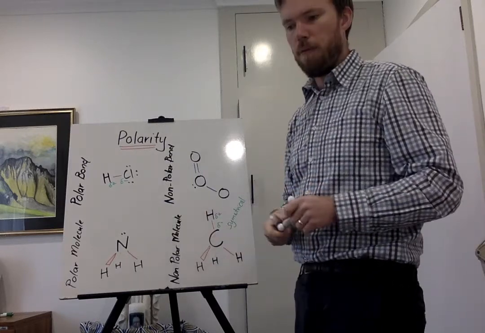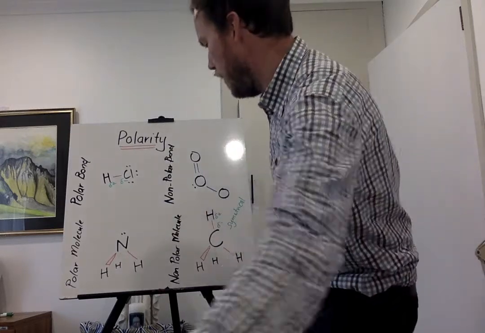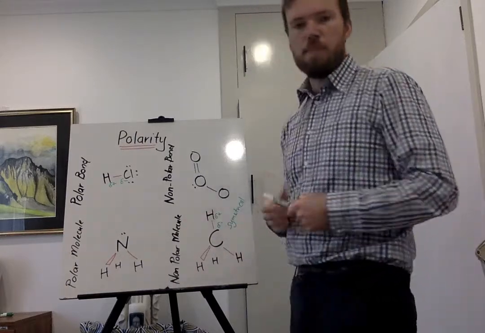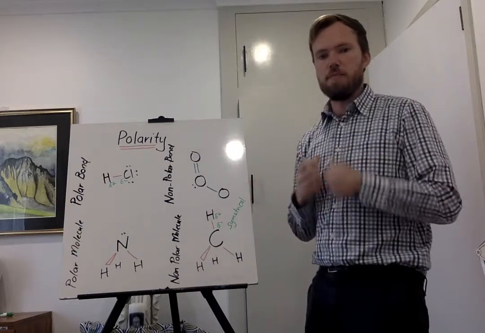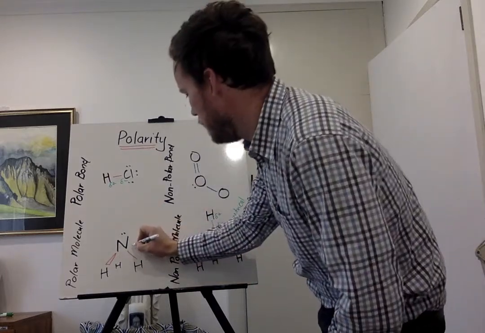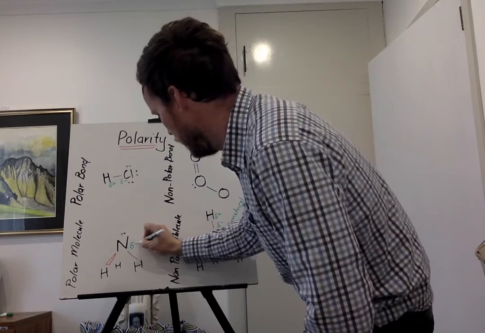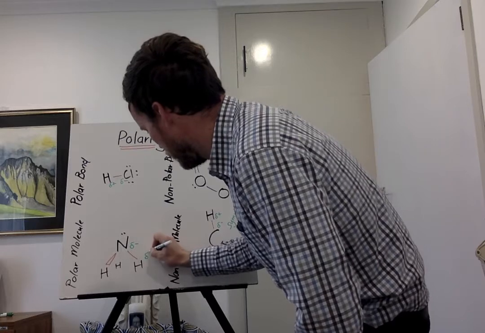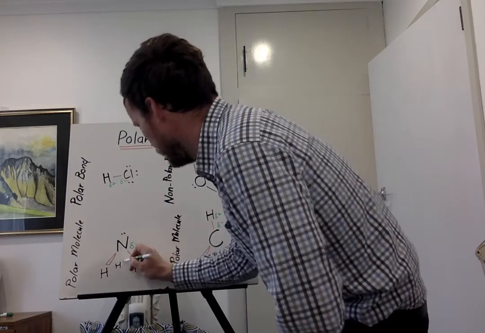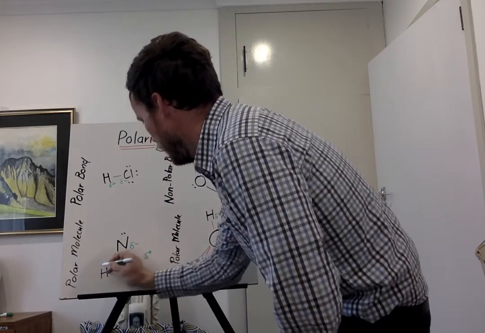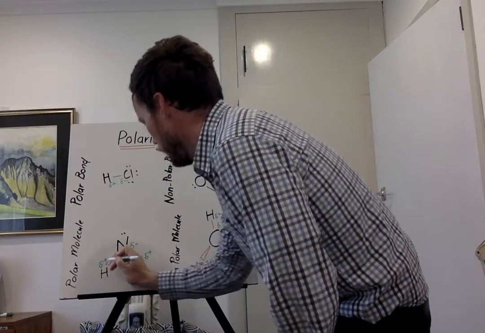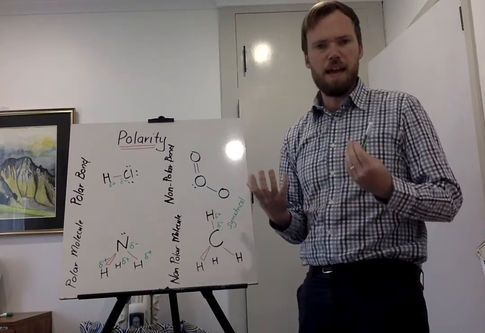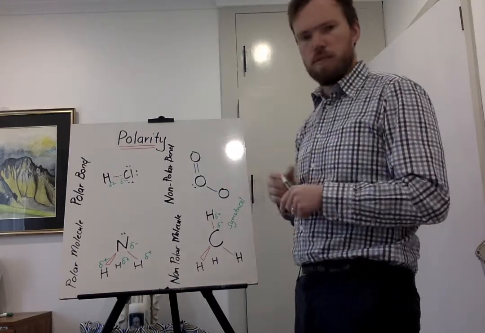On the other hand, if we have a look at our ammonia over here, our nitrogen is more electronegative. It's more of an electron hog. That means we have a delta negative up there, and for each of our hydrogens, we have a delta positive. Delta positive and delta positive. This means that overall, there's a side to it.